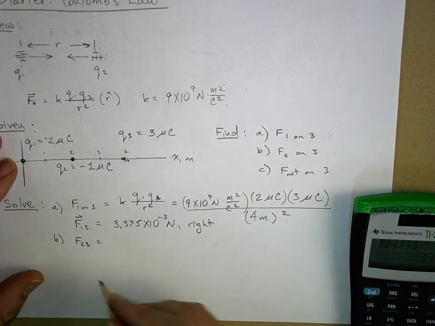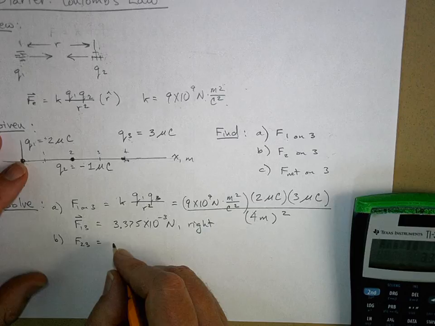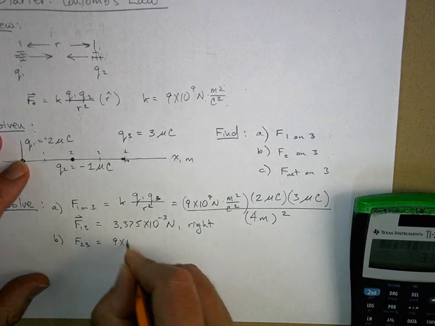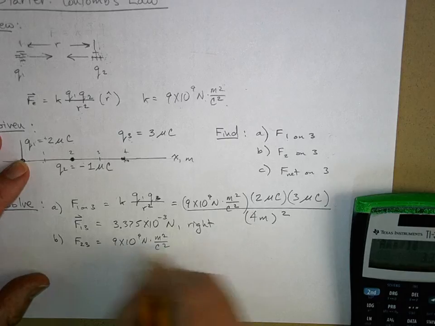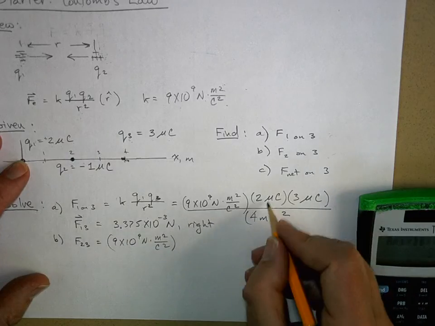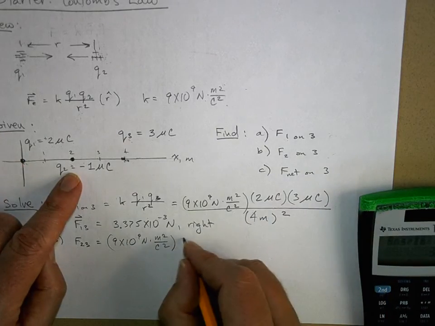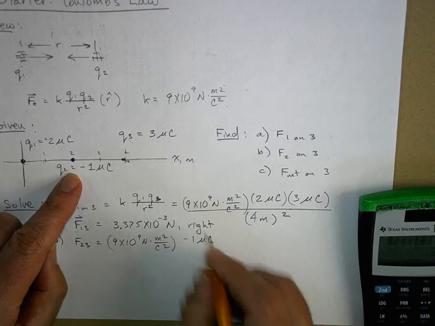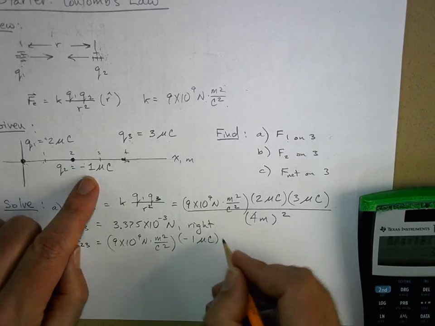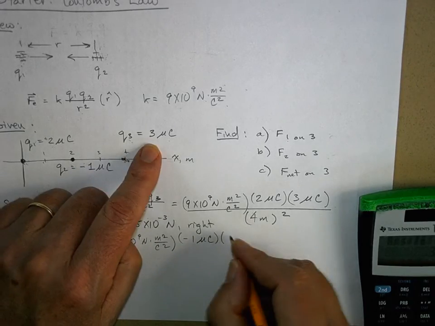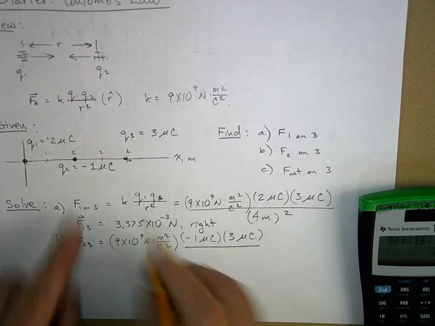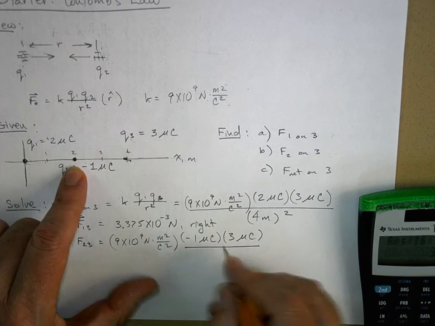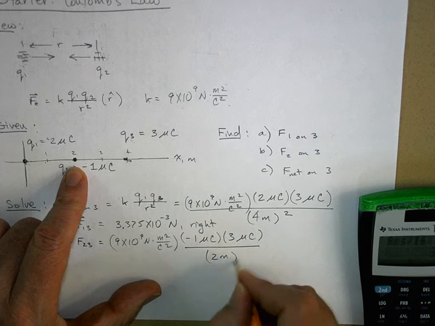Okay, now, what's the force of 2 on 3? Well, it's 9 times 10 to the 9 Newton meters squared per Coulomb squared times Q2, which is negative 1 microcoulomb, times Q3, which is 3 microcoulombs. Divide that by the distance between them squared. That's 2 meters squared.